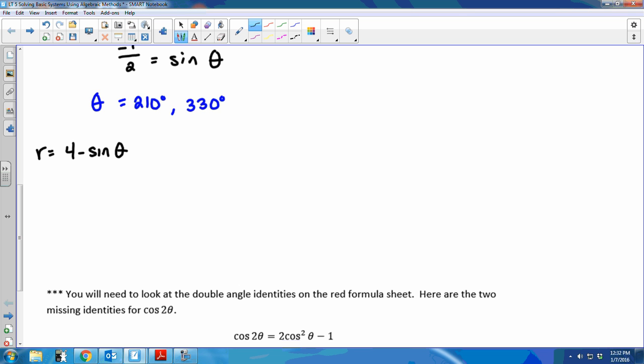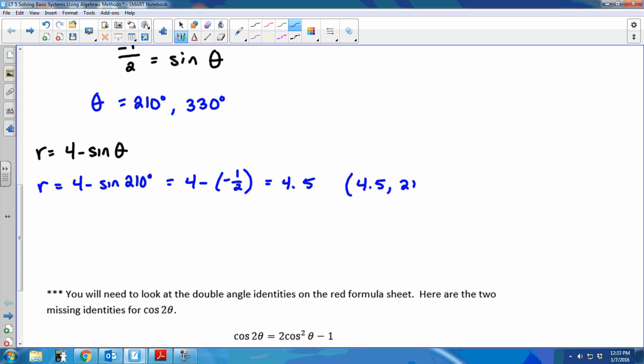It's not that bad. So we do the first one. r equals 4 minus the sine of 210 degrees. Well, the sine of 210 degrees is -1/2, because we just talked about that. And 4 minus -1/2 is 4 plus 1/2, which is 4.5. So when theta is 210, r is 4.5. So one of my answers is 4.5, 210. It's not that complicated. Everyone with me?